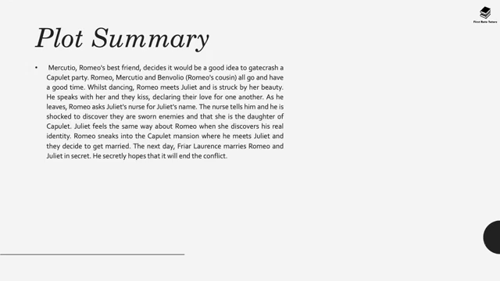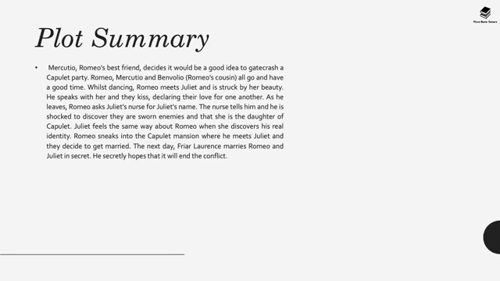He speaks with her and they kiss, declaring their love for one another. And as he leaves, he asks Juliet's nurse for Juliet's name. The nurse tells him, and he's shocked to discover that they are sworn enemies and she's the daughter of a Capulet. Juliet also feels the same way about Romeo when she discovers his real identity. However, Romeo sneaks into the Capulet home where he meets Juliet, and they decide to get married.